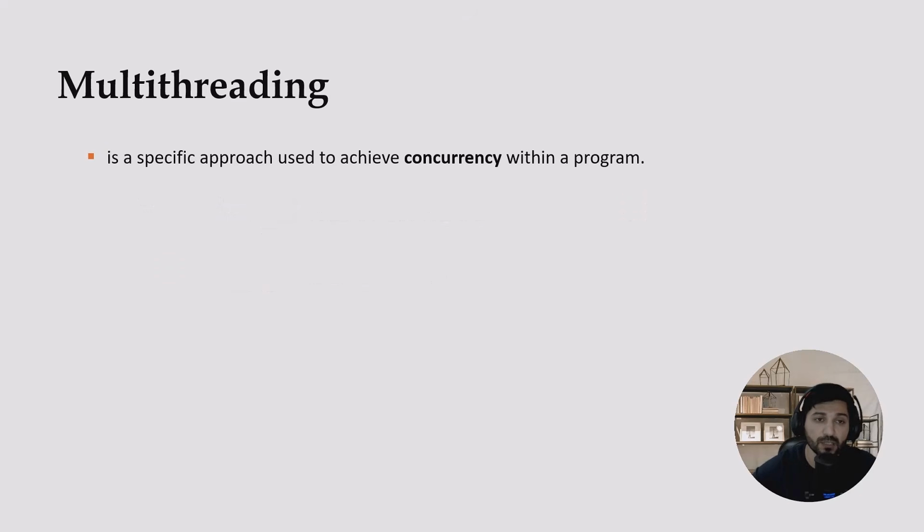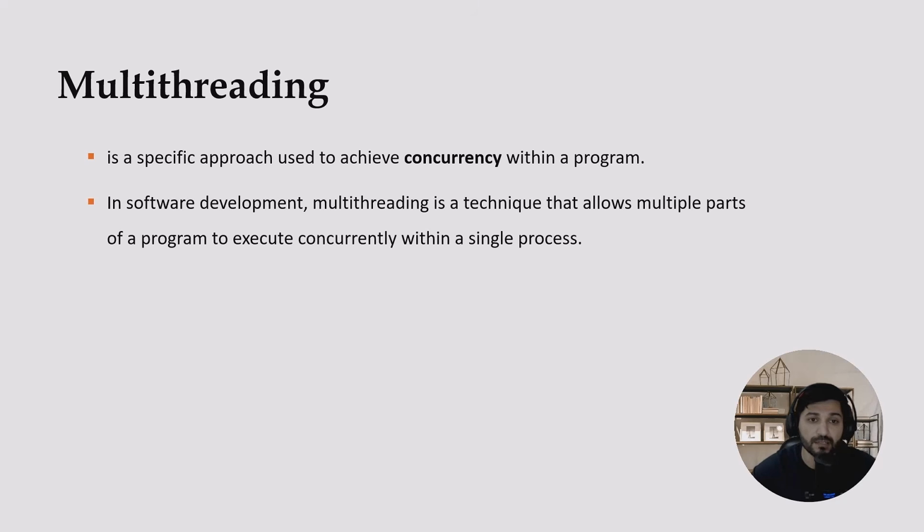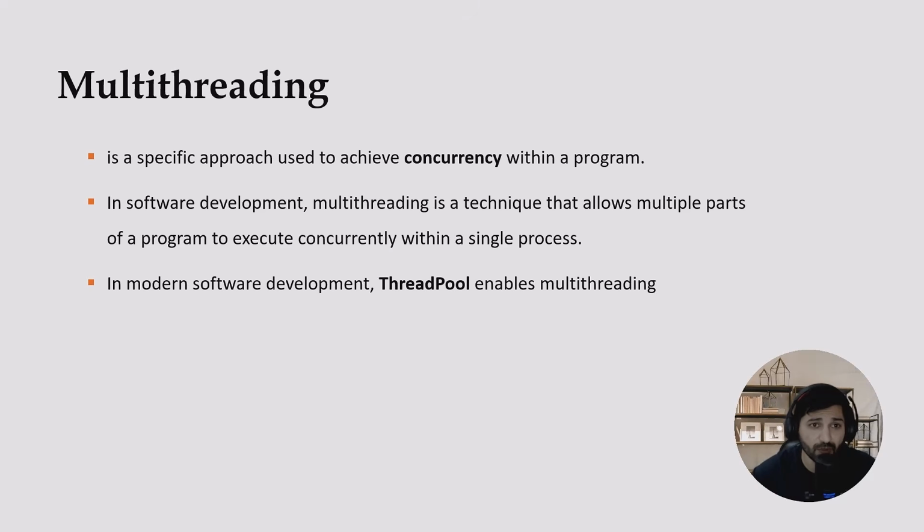What is multithreading? Multithreading is a type of concurrency, and it is a specific approach used to achieve concurrency within a program. In software development, multithreading is a technique that allows multiple parts of a program to execute concurrently within a single process. In modern software development, we're using the thread pool to enable multithreading. Actually, you can use Thread as a class in your application, but when you have Thread as a class in your application, it indicates that you are dealing with legacy code. So don't use Thread, instead use thread pools.